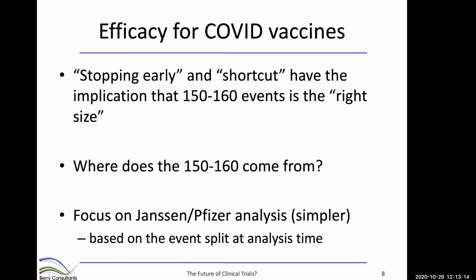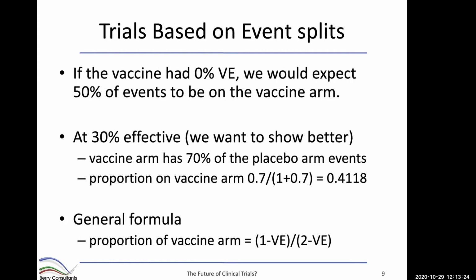I'm going to focus primarily on the methods that are used in the Janssen and Pfizer trials. They're a bit simpler, but the intuition is going to hold generally. The way a vaccine trial works, we vaccinate a large number of people. We follow them up over time. And what we're looking for is infections to occur.